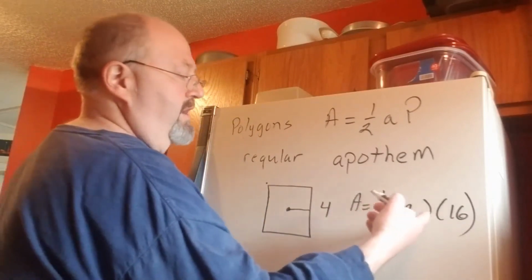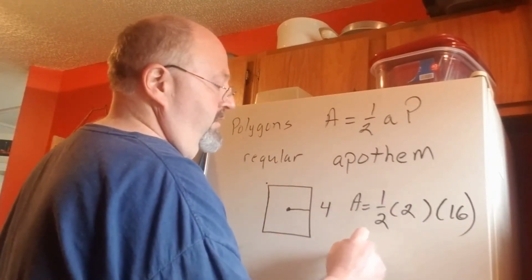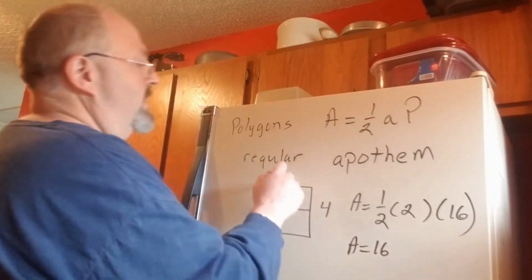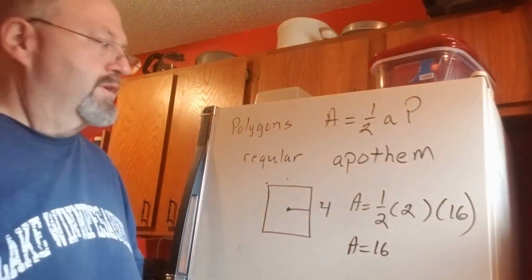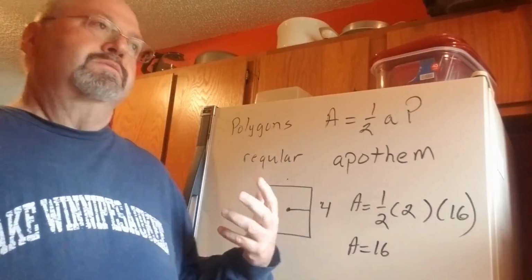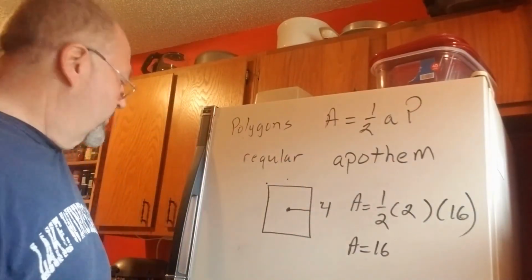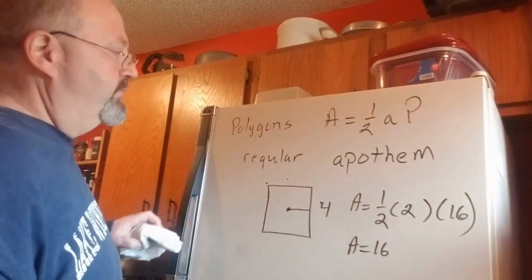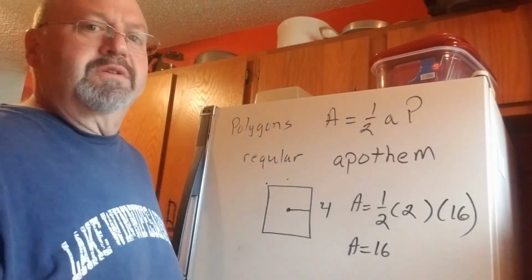And then 1/2 times 2 is 1. And you get the area of 16, which we knew. We could have just done 4 times 4, or 4 squared. But that's mainly because I can't draw other shaped regular polygons. It's harder than you think. Try it sometime.